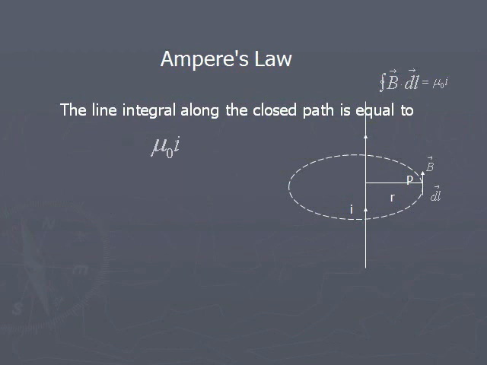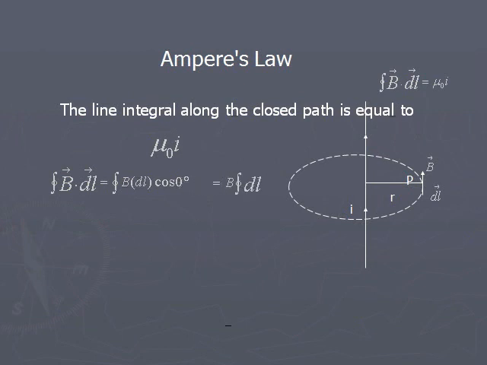This is the statement of Ampere's law. The line integral of magnetic induction around any closed path is numerically equal to mu naught times the current enclosed by the path.